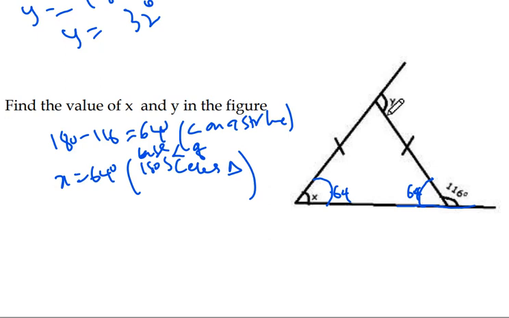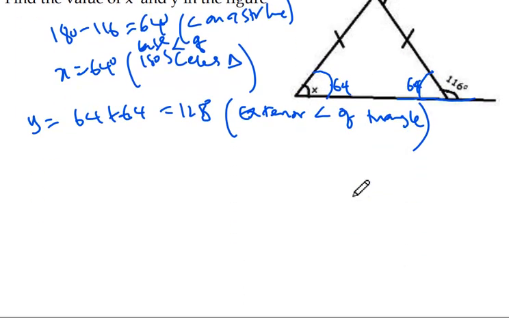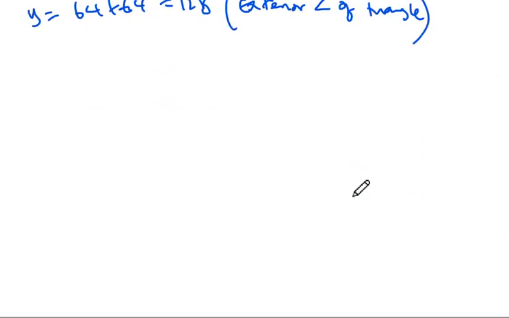Now to get y, we can use the exterior angle. So y is equal to 64 plus 64, which is equal to 128 degrees. You see this exterior angle and the sum of the interior opposite angles. That's the exterior angle of a triangle. So that's it. y is 128, x is 64.